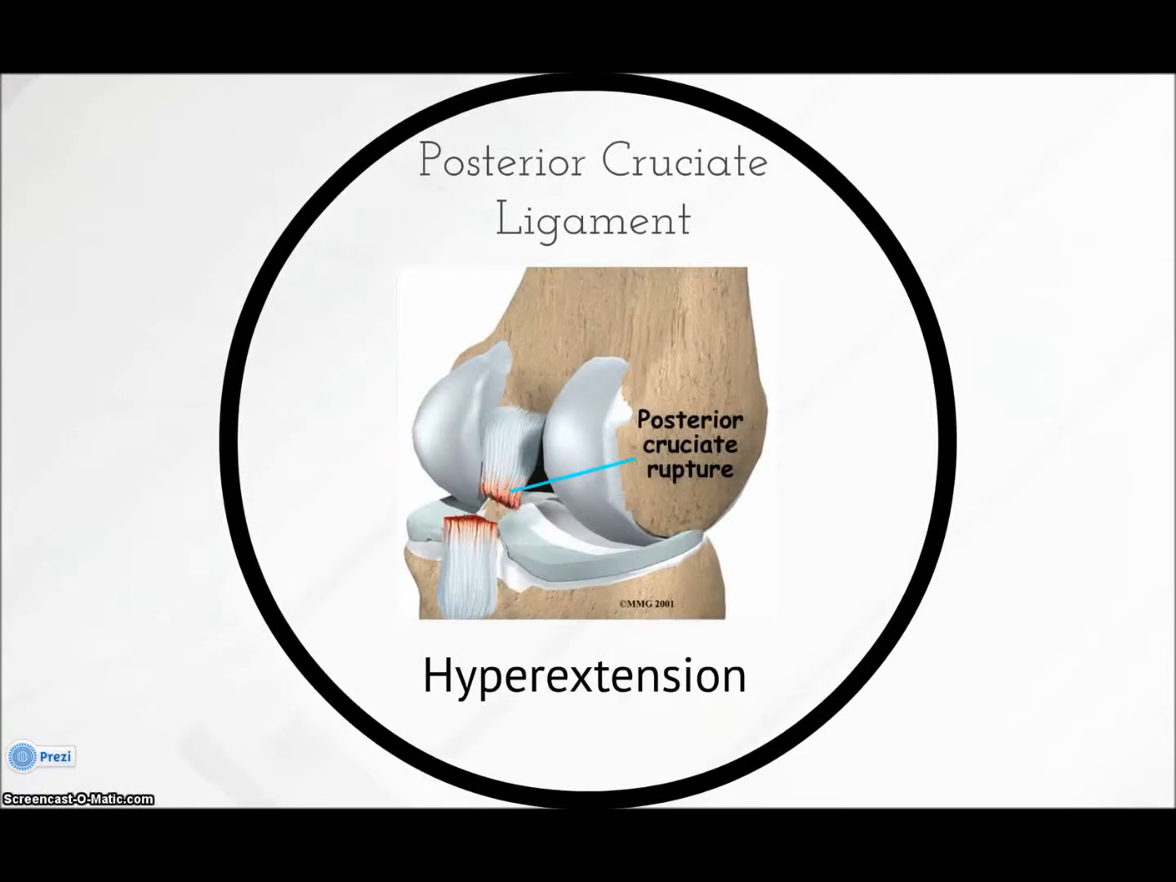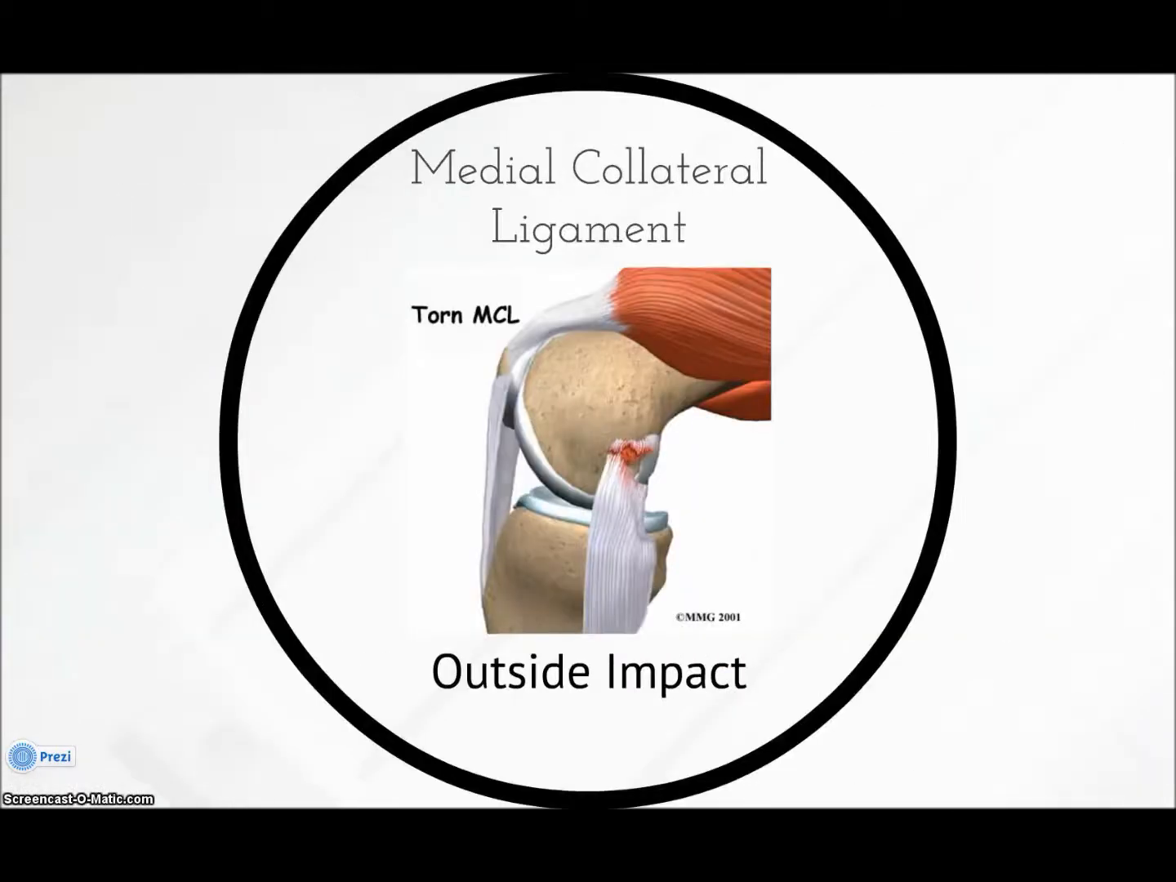The posterior cruciate ligament is normally injured through hyperextension of the knee. This can be caused by an impact to the front of the knee, causing the knee to buckle backwards, tearing the posterior cruciate ligament. The medial collateral ligament is most commonly injured from an outside impact. The MCL is on the inside of the knee, and an impact on the outside of the knee causes the bones to separate slightly on the inside, tearing the MCL.